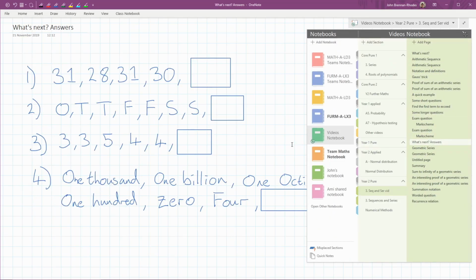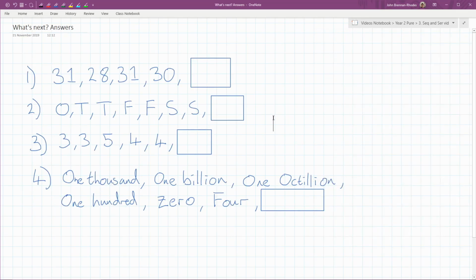And finally, let's finish with what the answers are there. Have you had a thought? Have you worked out any of them? Okay, I want you to have a good think. Okay, and here are the answers.